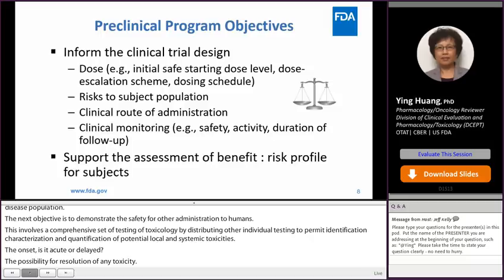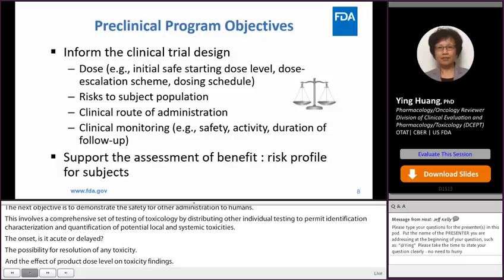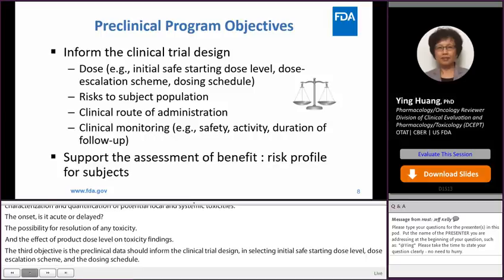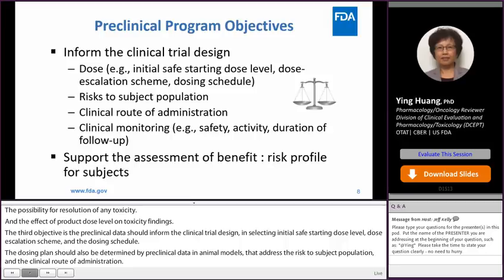The third objective is that preclinical data should inform the clinical trial design in selection of the initial safe starting dose level, dose escalation scheme, and the dosing schedule. The adequacy of a dosing plan should also be determined by preclinical data in animal models that address the risk to the subject population and the clinical route of administration. Preclinical data should also allow for identification of physiological parameters to inform clinical monitoring to mitigate the risks.